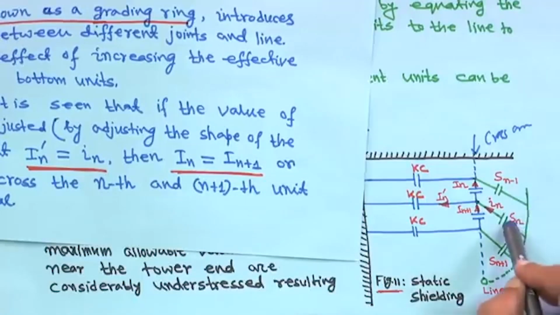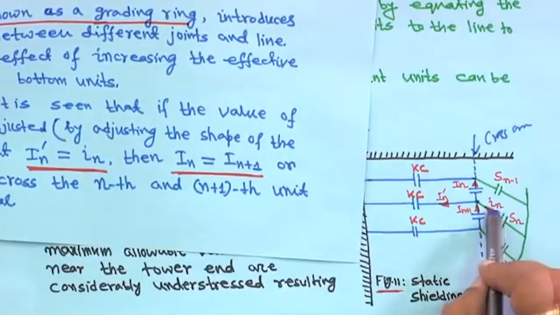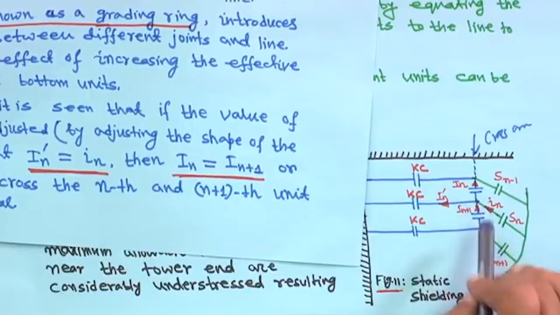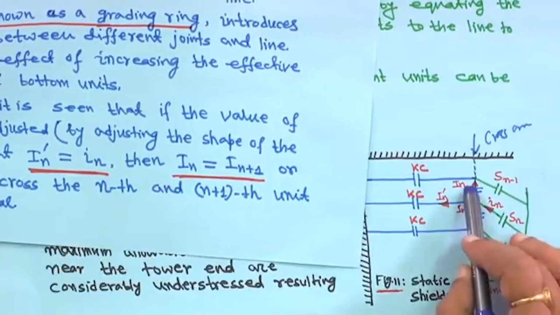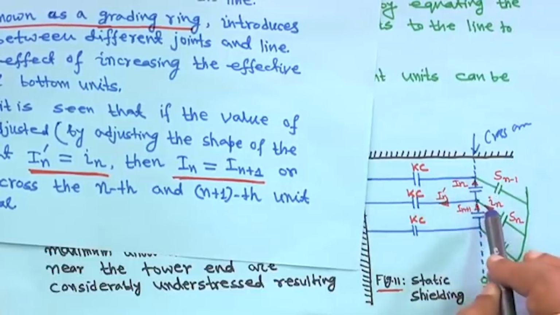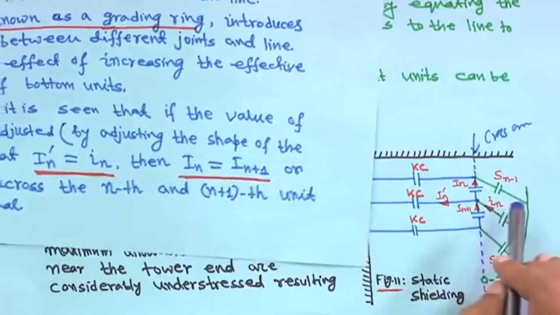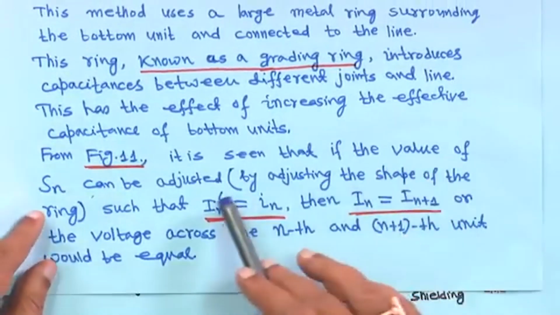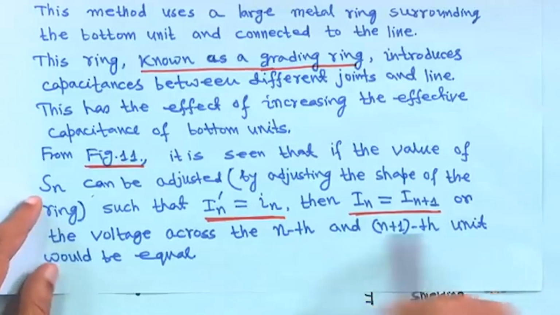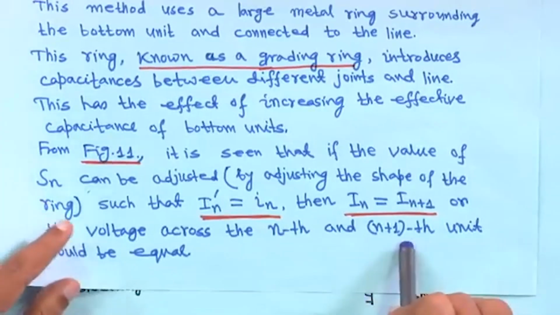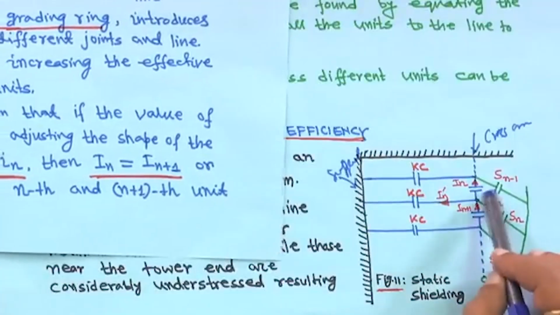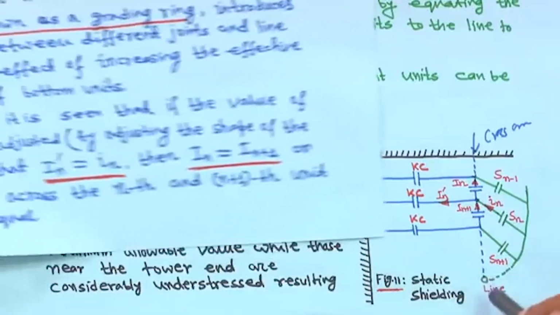If you can adjust this S n value such that I n will be equal to I n dash, then if you apply Kirchhoff's first law here, you will find I n plus 1 is equal to I n, that is, every unit carries the same current, which is not possible in practice. So, it is seen that if the value of S n can be adjusted, then the voltage across the nth and n plus 1th units would be equal, which is not possible actually, but this capacitance grading is there.